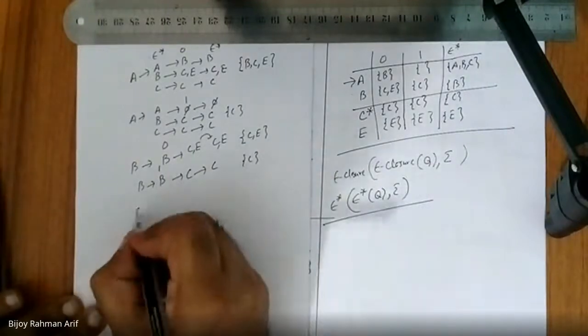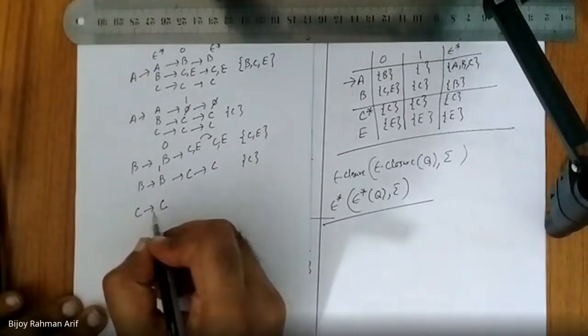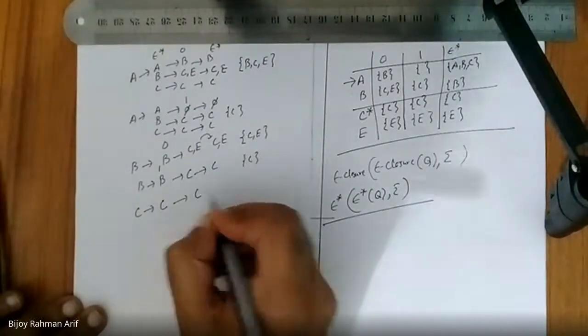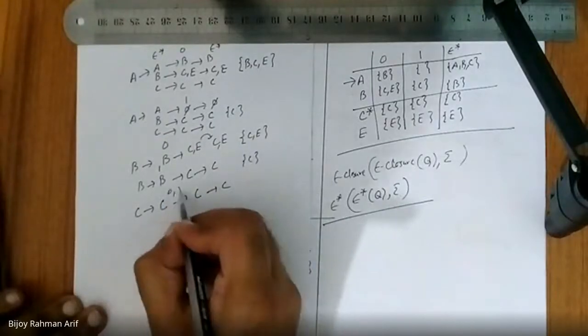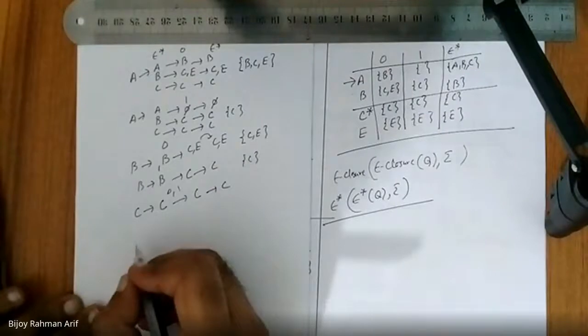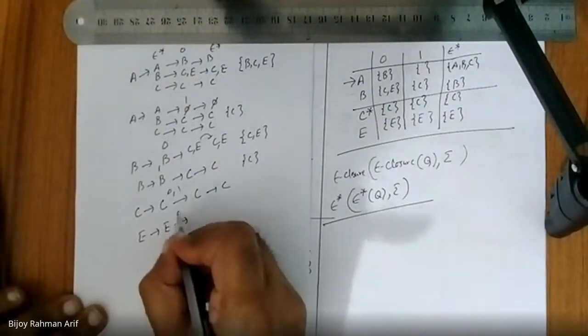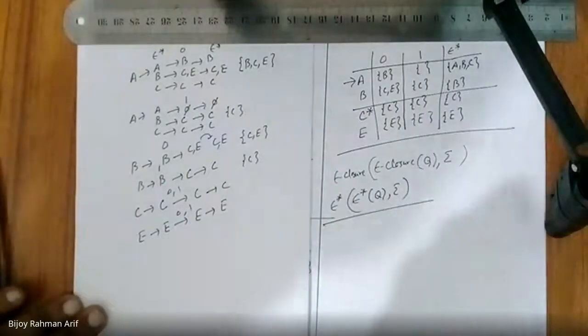Now let's take C. C's epsilon closure is C. C on 0 goes to C, and the epsilon closure is C. On 1 it is the same: C. E's epsilon closure is E. E on 0 goes to E, closure is E, and 1 is the same thing. So we are done.